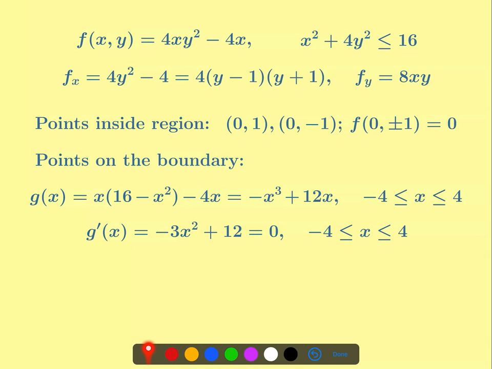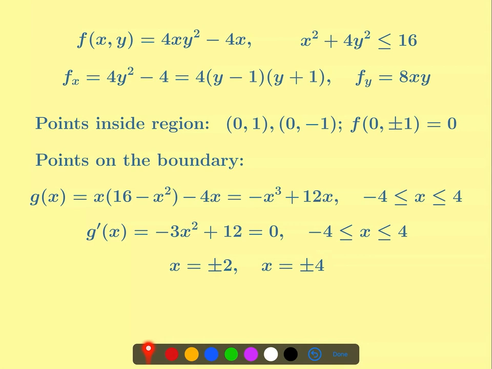We need to check the endpoints, minus 4 and 4, here as well, so that's going to give me x is plus or minus 2 and x is plus or minus 4 to check. And we do want to make sure that this plus or minus 2 is inside this interval where x is between minus 4 and 4, and they are, so we do want to consider them both, as well as plus or minus 4.